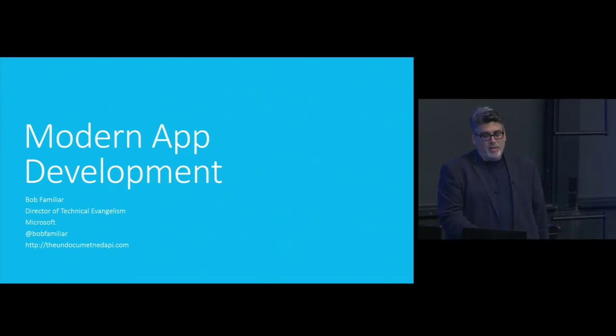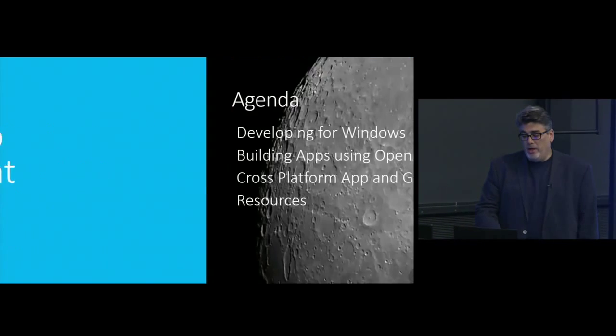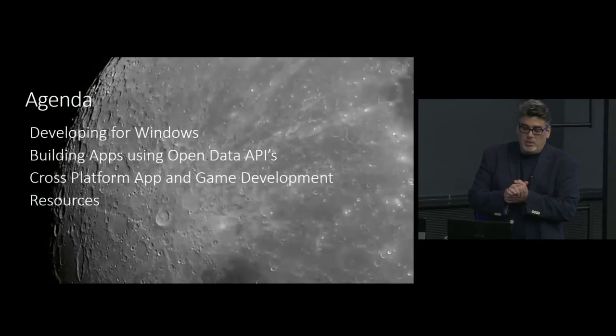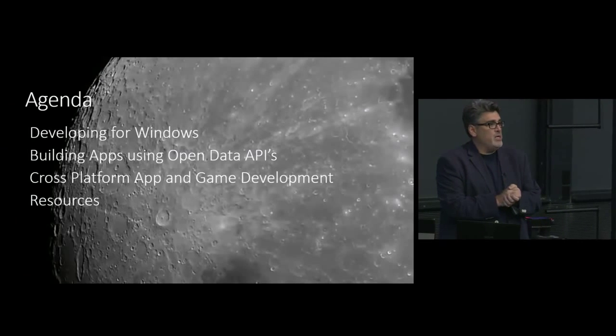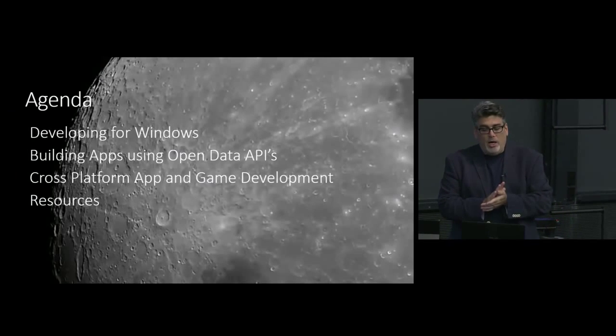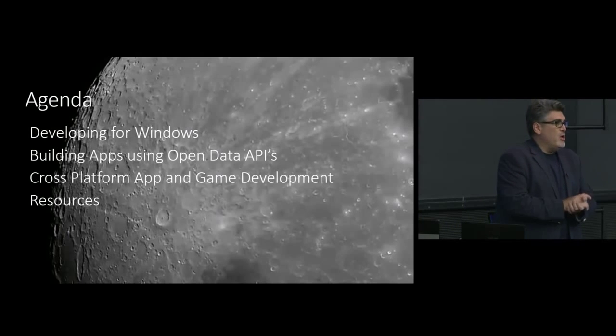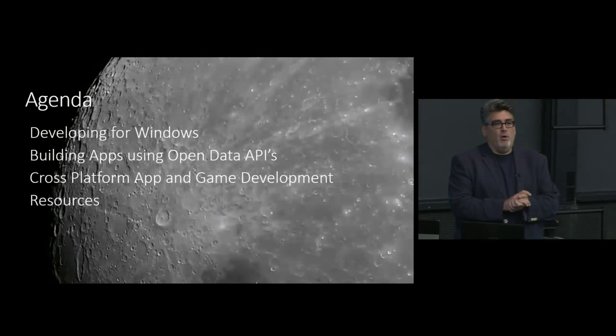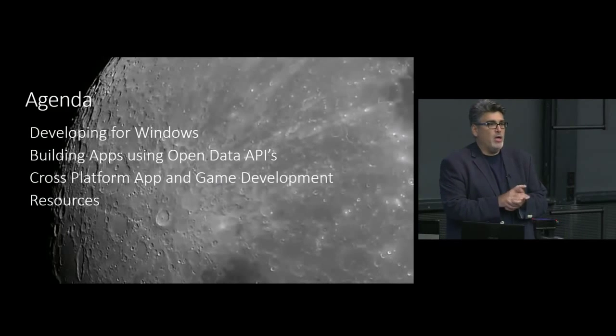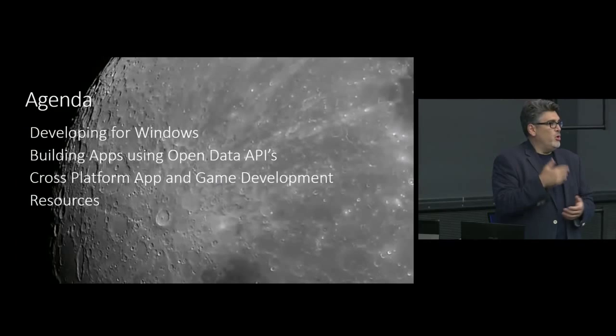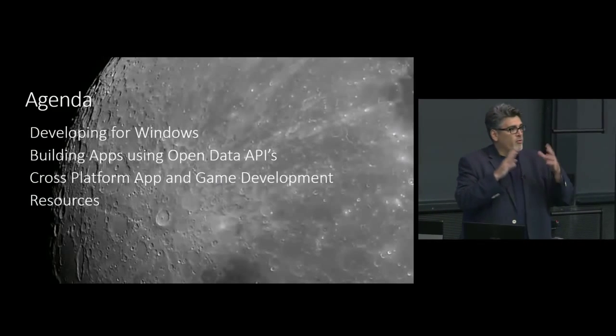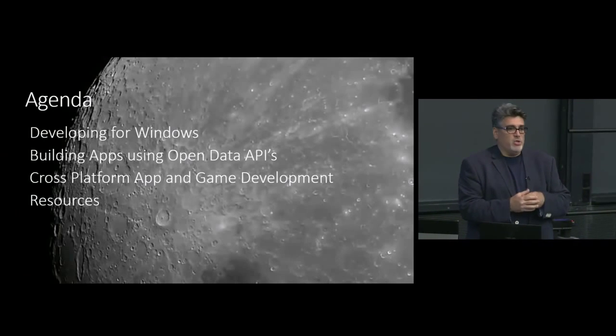So what I want to talk to you about tonight is modern app development on Windows. So the agenda is I just want to talk about what it means to develop for Windows. I'm going to dig in a bit. We'll look at some code. We'll talk about building apps that use open data APIs. So if you've been interested in building apps for iOS or for Android or for Windows and you're interested, hey, I'd like to do something with that Instagram API or Yelp or Facebook, Twitter, I'm going to go over that design pattern. I'm going to show you some examples.